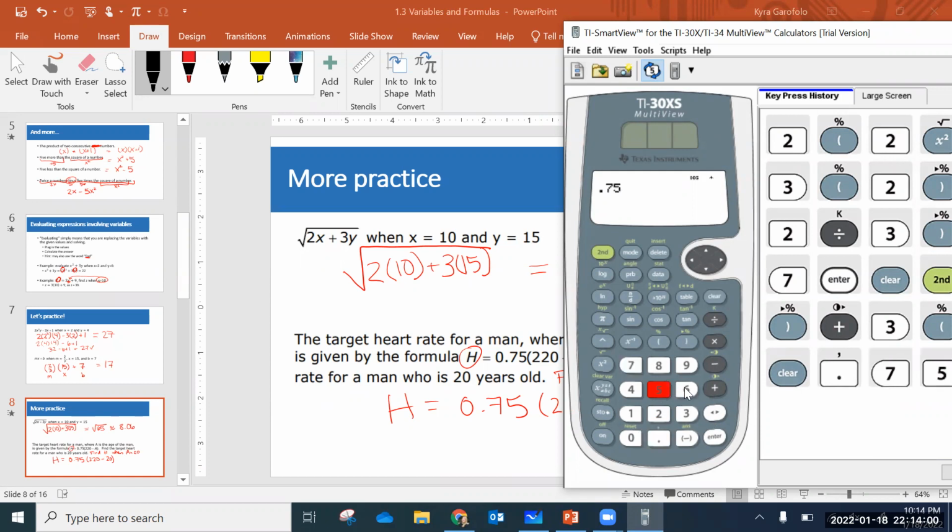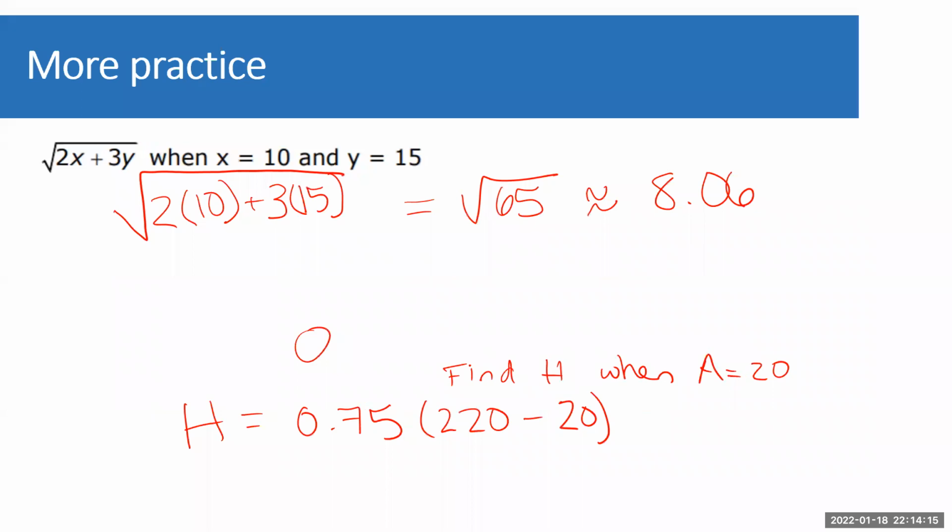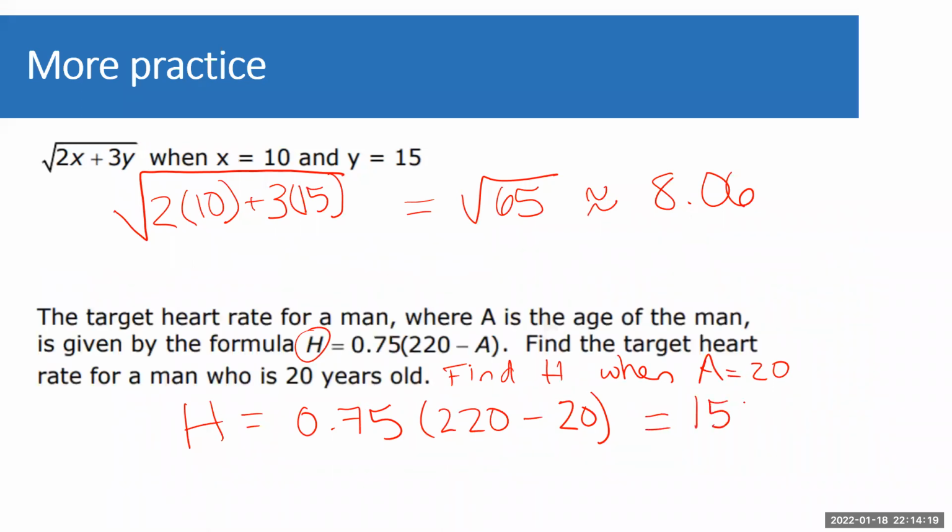0.75 times 220 minus 20. And that is going to give us 150. Okay. Again, make sure you can replicate these.